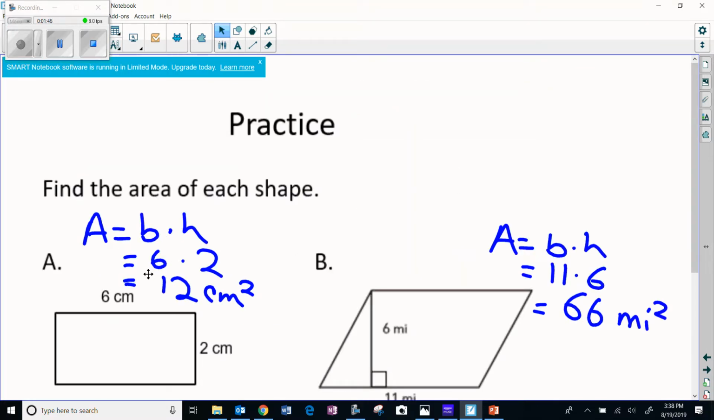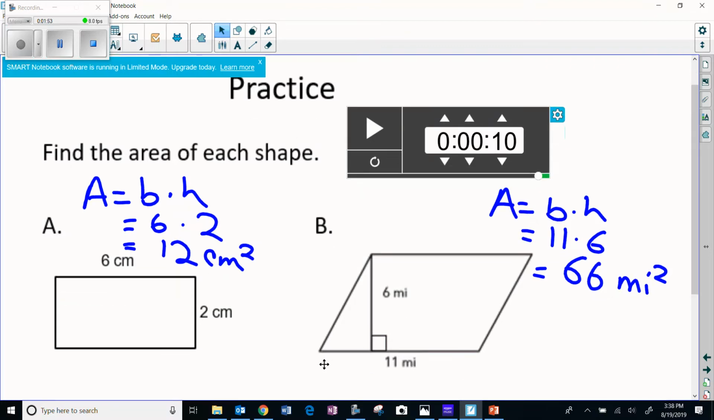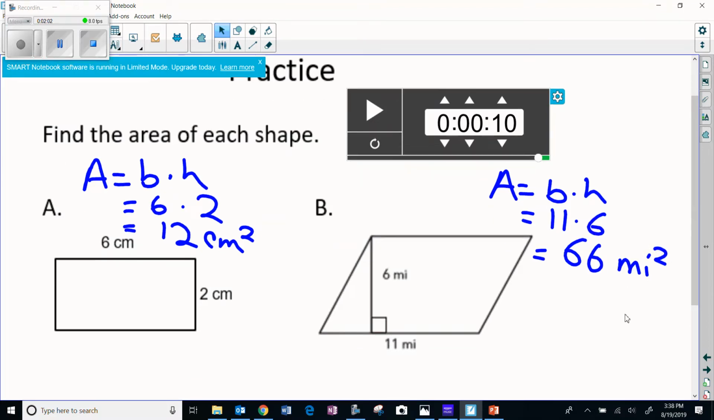To find the area of this rectangle, base times height, 6 times 2, which is 12 centimeters squared, is how we should label that. And then on the parallelogram, this is the base, this 11 miles, and then this is the height, so 11 times 6 would be 66 miles squared, or square miles.